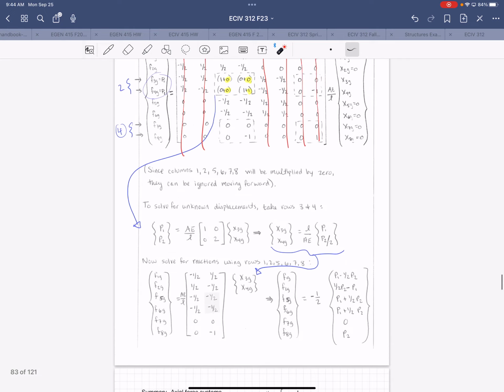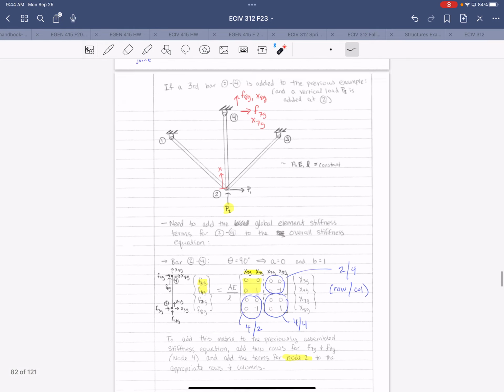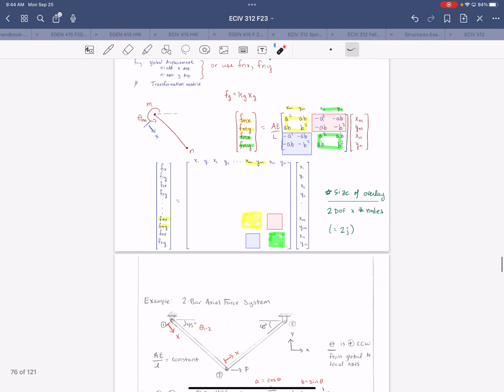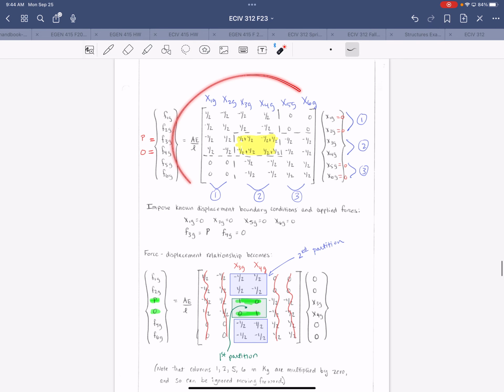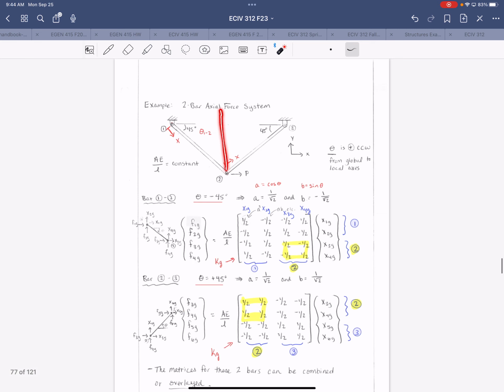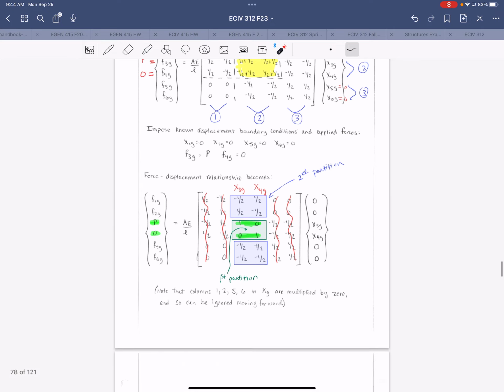Where do all those 1/2s come from again? So they came from the first 2 bars, right? So we're taking this matrix, right? Because it's the same problem, we just added a bar here. So that's where the 1/2s came from.